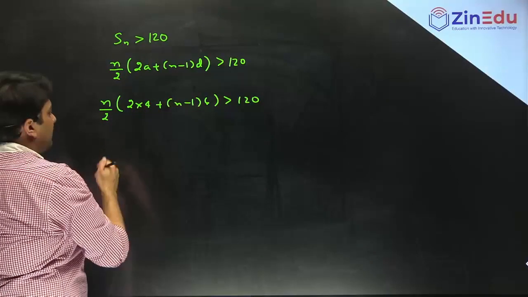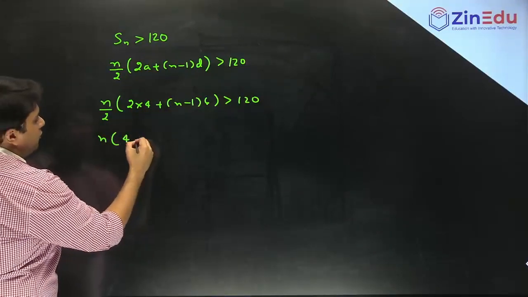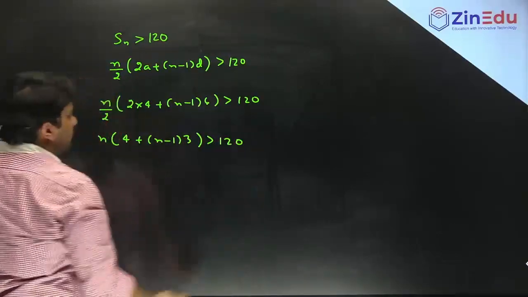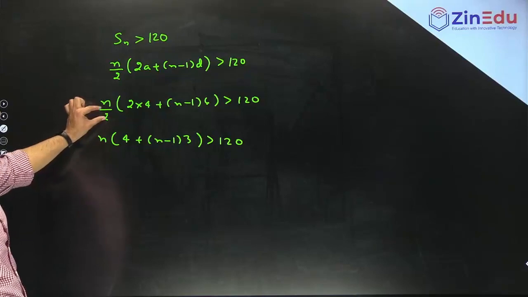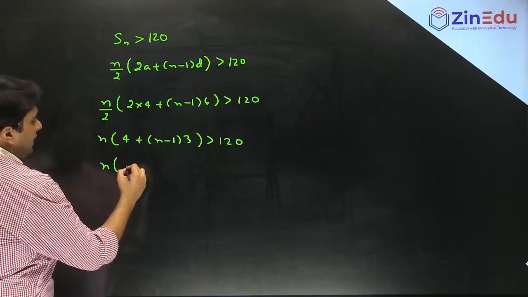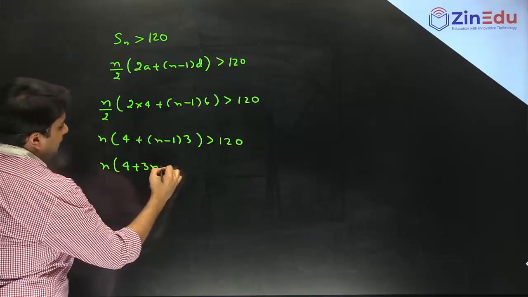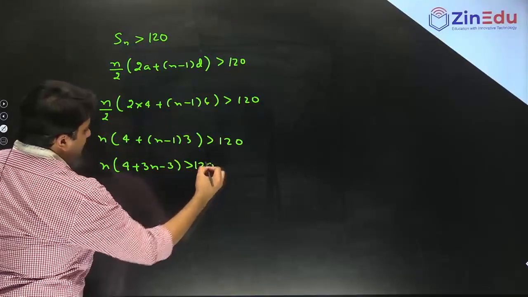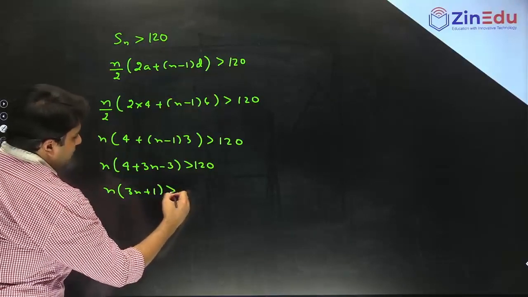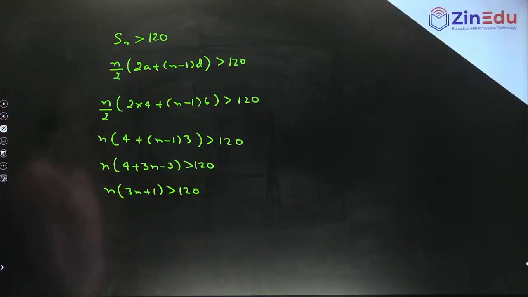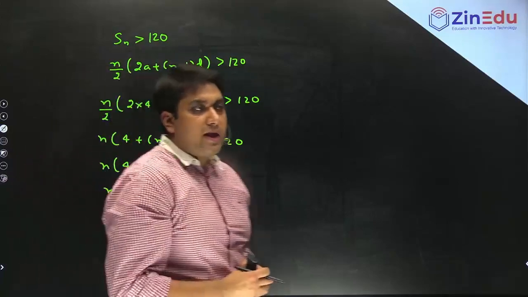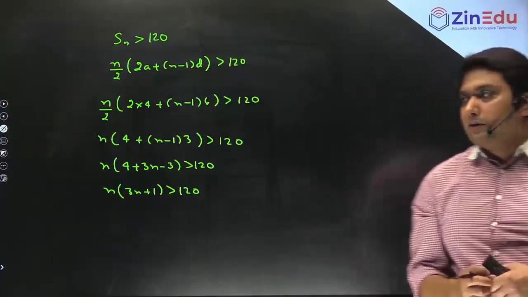So if I divide this 2 inside, we will have n into 4 plus n minus 1 into 3. I hope this step is clear. So we are dividing this 2 inside these terms. Okay. So we have n into 4 plus 3n minus 3 greater than 120. So n multiplied by 3n plus 1 would be greater than 120. Now, since we need to find such a value of n which results in a sum greater than 120, let us check.